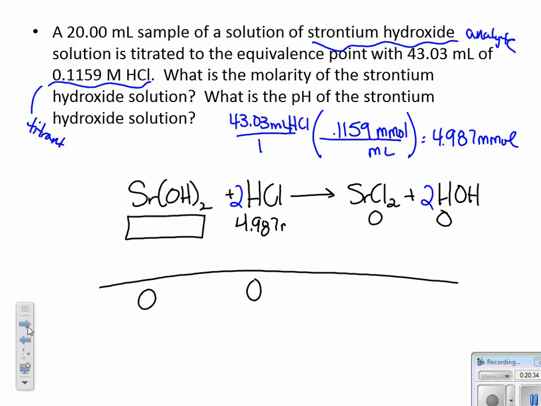4.987 millimoles. That had to go down by that much, 4.987 millimoles, to get to 0, which means the strontium hydroxide had to go down by 4.987 millimoles. Remember that we're working this chart up instead of down, times the mole ratio, 1/2. So the moles of strontium hydroxide that were present in the beginning, 2.494 millimoles.